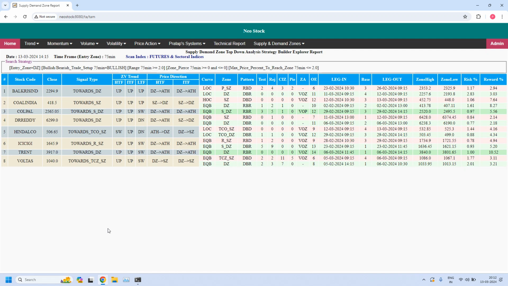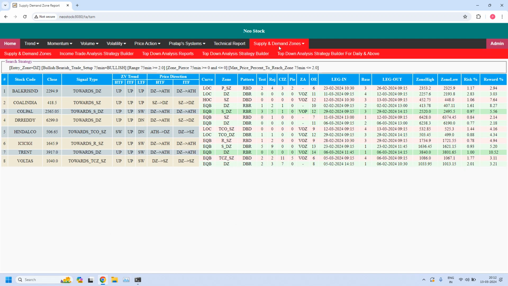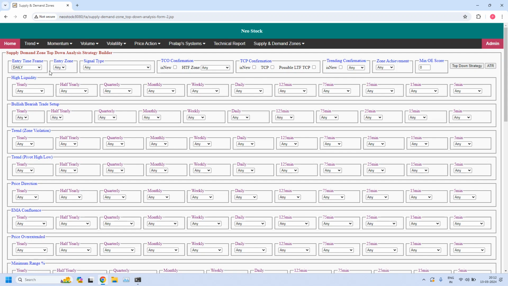And a few stocks are already within 1%. If they are down by 1%, we will get an entry. This is about the bullish trade setup for a weekly income trade. Now the last report, the bearish trade setup for weekly income trade. Changing the time frame to 75 minutes. That is, the entry time frame is 75 minutes.